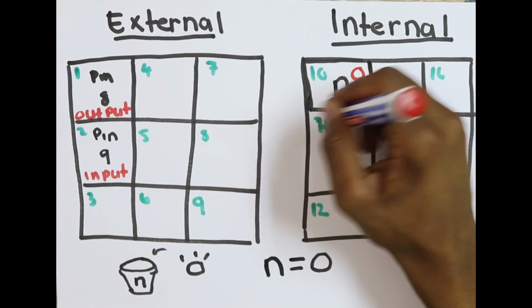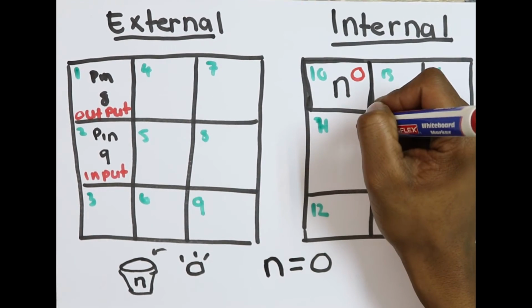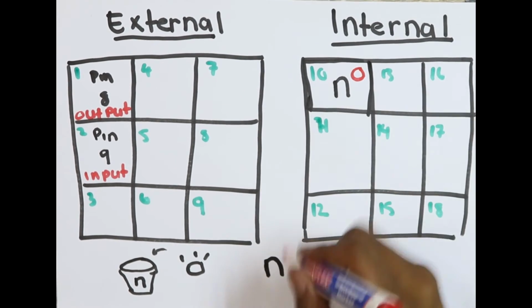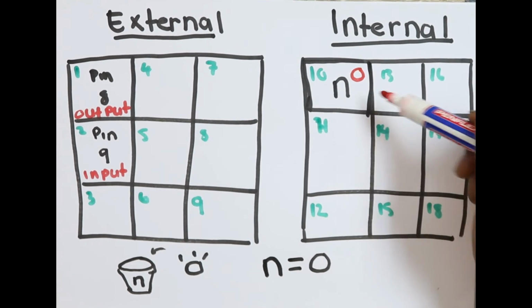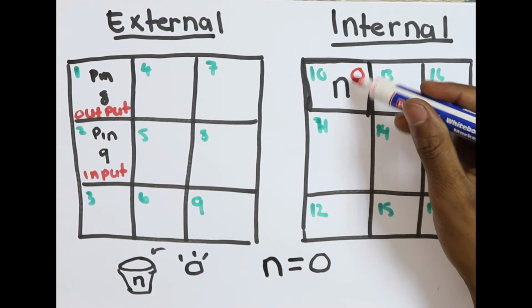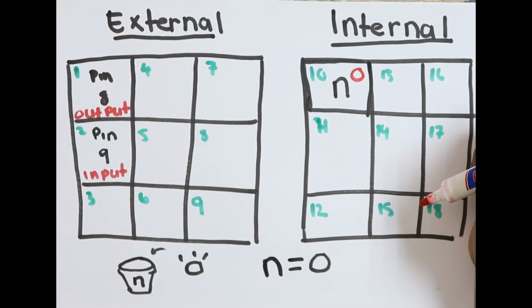Because remember that this space is reserved for information that contains n. N here is just a label. This label tells Arduino that when it reads the instruction, go to the shelf, look for a label called n. Then when you see that label called n, put a number 0 over here.